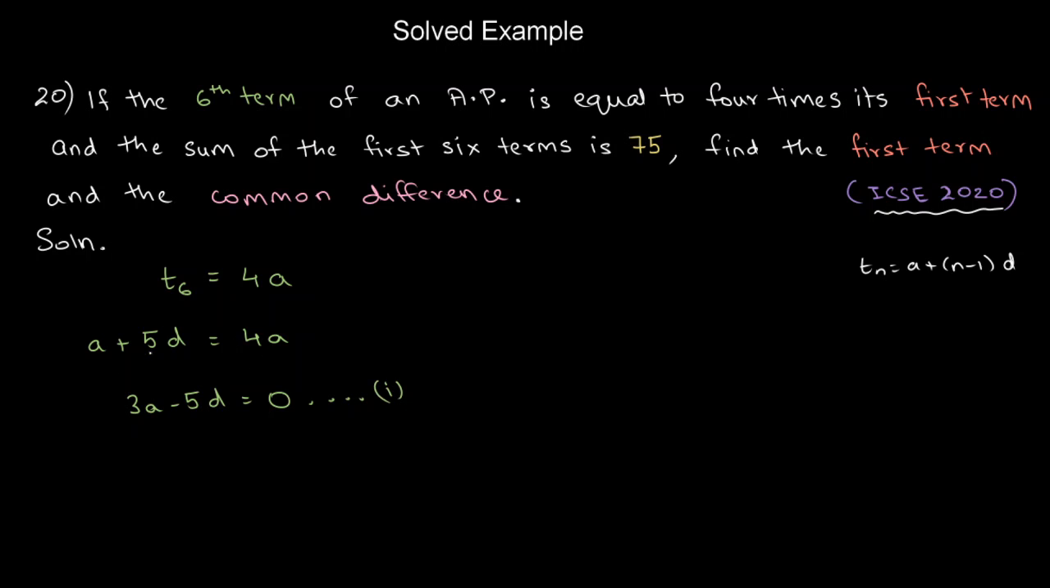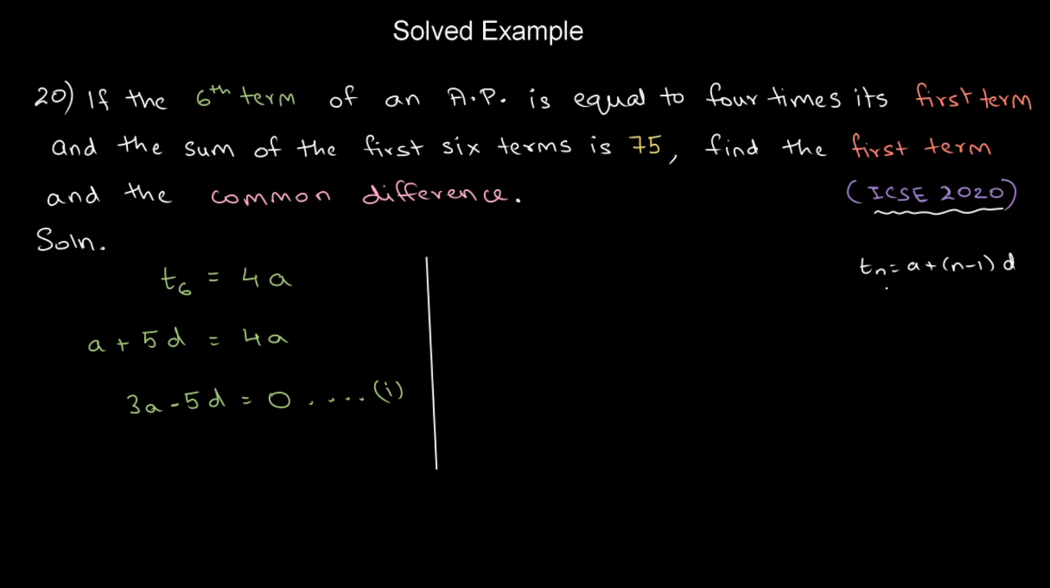I just rearranged these terms here and I brought A and D together to get a linear equation in two variables. So 3A minus 5D is equal to 0. This is my first equation. We've got a second condition based on which we will get our second equation. What that condition is, is that the sum of the first 6 terms is 75, right?